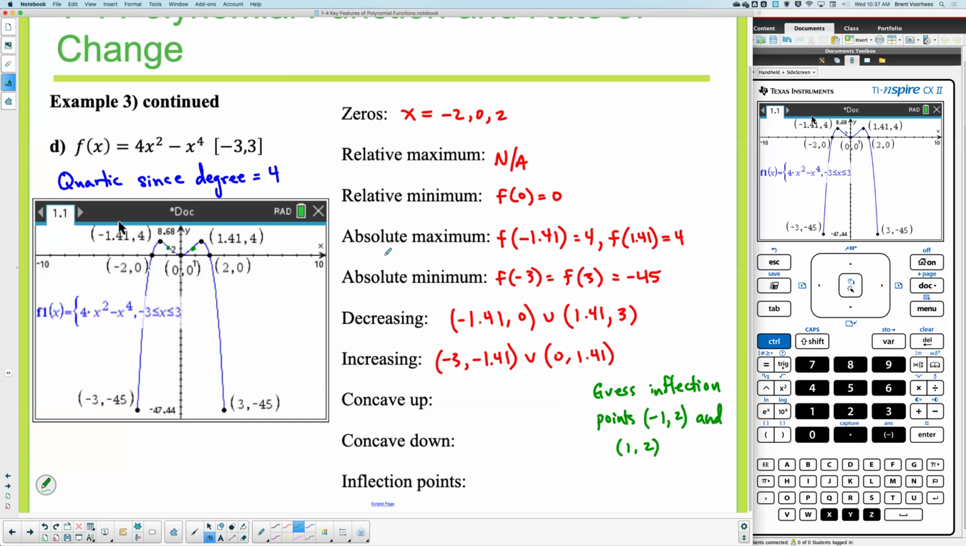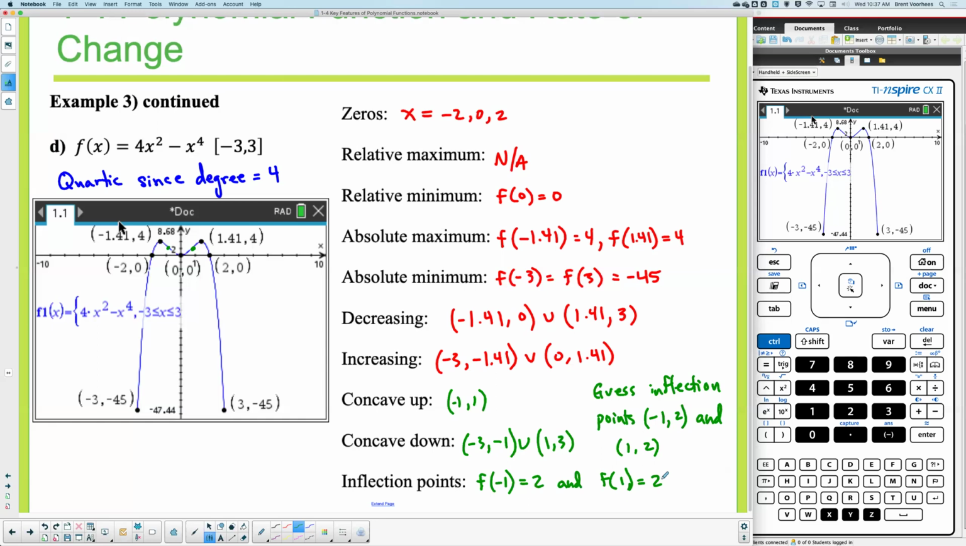So I would say it's concave up only between here and here. Between -1 and +1 is concave up. That's a guess. I'd say it's concave down from -3 until -1, and it's also concave down again from 1 to 3. Finally, the inflection points, I would say f of -1 equals 2, and f of 1 equals 2.